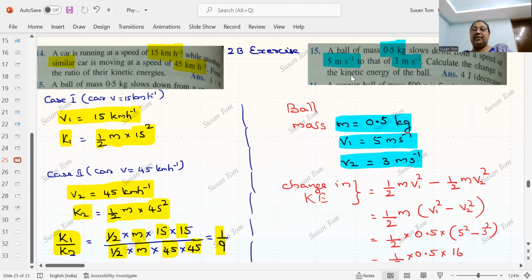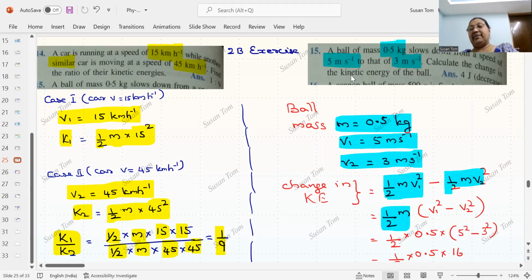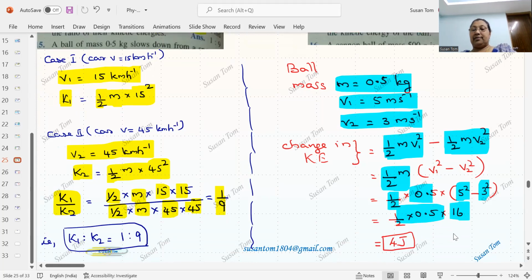Change in kinetic energy is equal to half M into v1 square minus v2 square, whichever is the bigger one square minus the smaller one square. Or you can first write kinetic energy of the initial velocity, kinetic energy with the final velocity. Half M is common. So v1 square minus v2 square: half into M into 5 square minus 3 square. 5 square is 25, 3 square is 9, 25 minus 9 is 16. On solving, you get 4 joules.